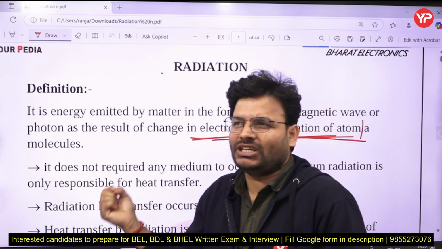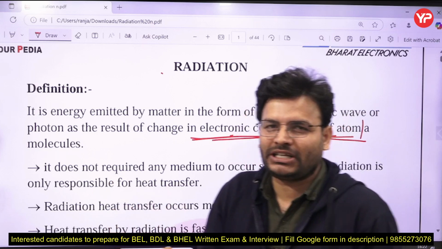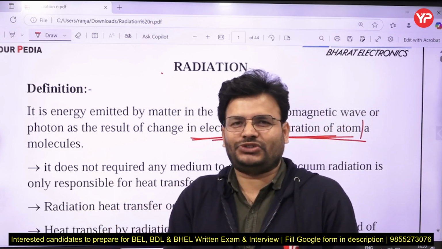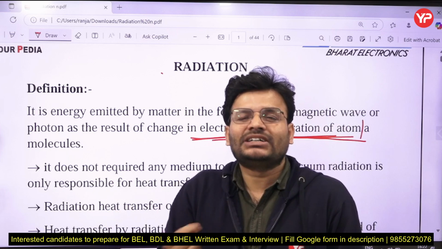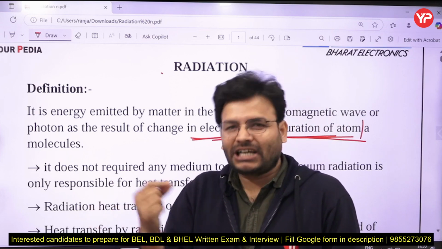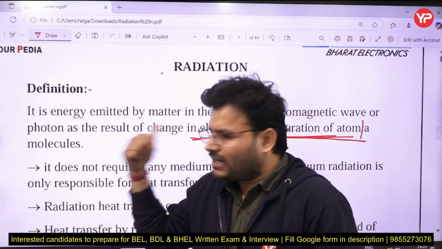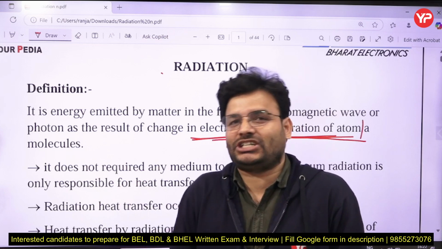That is radiation. And the second thing which is most important about radiation: this is the fastest mode of heat transfer. What is the slowest mode of heat transfer? Conduction is the slowest mode of heat transfer. Convection is between conduction and radiation, and radiation is the fastest mode of heat transfer.